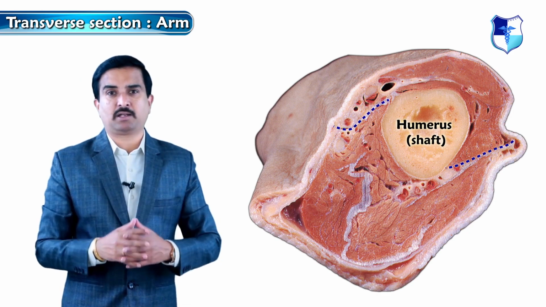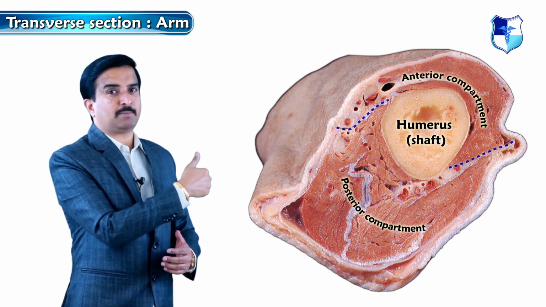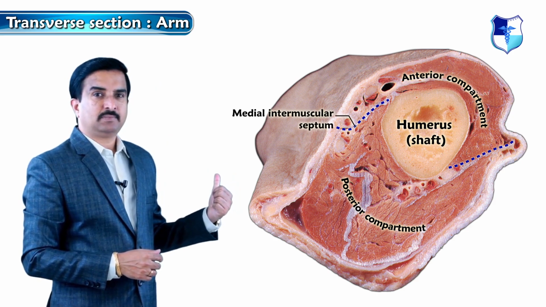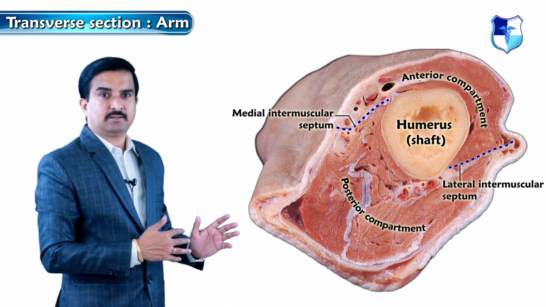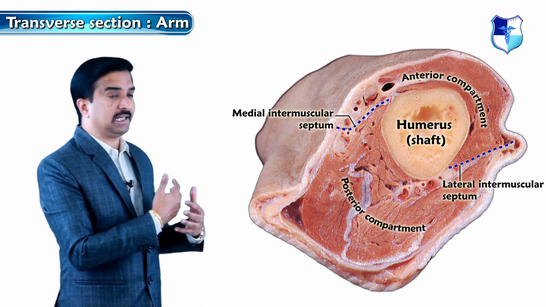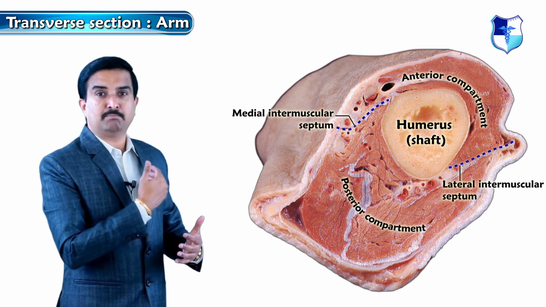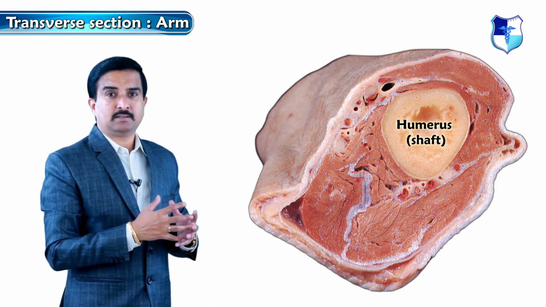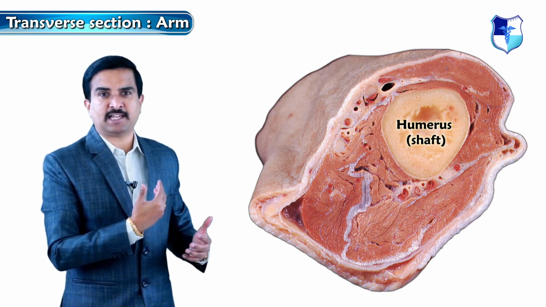So we can clearly demarcate the anterior and posterior compartments with the help of intermuscular septa. Here is the medial intermuscular septum and this is the lateral intermuscular septum. Now we can tell that this is the anterior compartment and this is the posterior compartment, separated by the intermuscular septa. And you can see the muscle adherent to the shaft of the humerus on the anterior surface and also on the posterior surface as well.